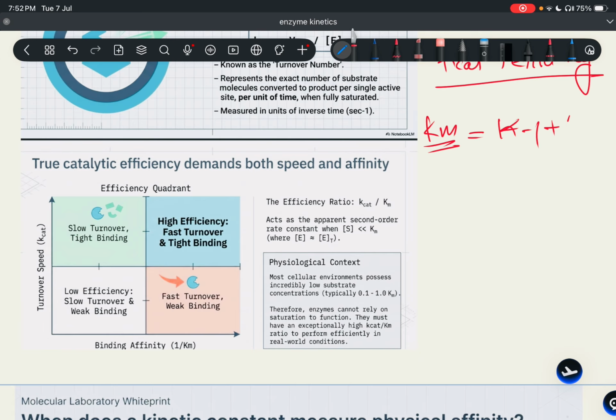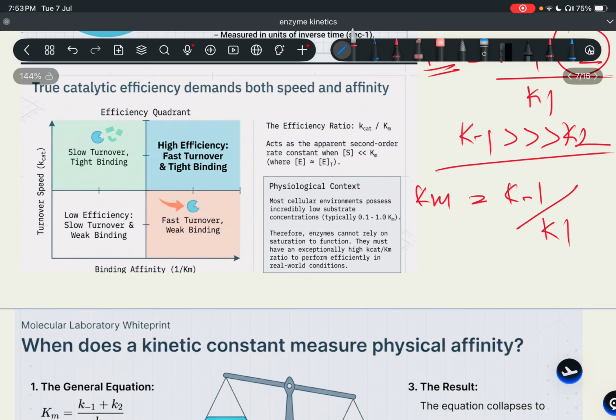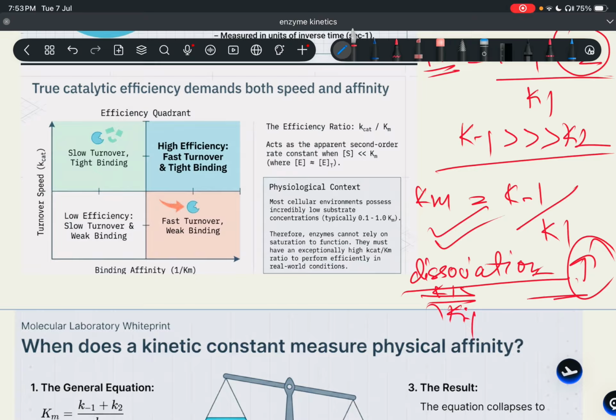K minus 1, K2 by K1. So supposedly K minus 1 is greater than K2, what will happen? Km will be equal to K minus 1 by this. So it's very similar to dissociation. So if your dissociation is very high, then your binding is weak.